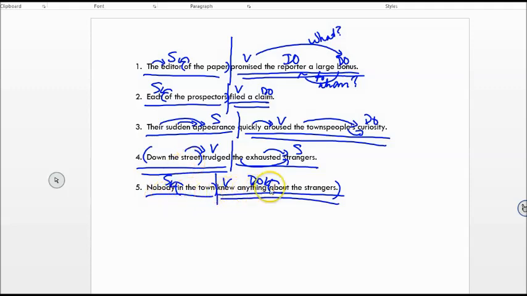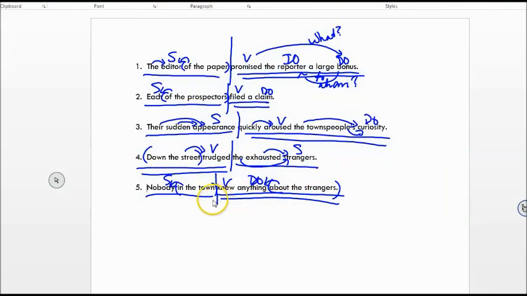Nobody in the town knew anything about the strangers. So here nobody is our subject, again an indefinite pronoun. In the town is a prepositional phrase modifying it. Knew is your verb, anything is your direct object. About the strangers is a prepositional phrase modifying anything, and again we divide between the last piece of information attached to the subject and the first piece attached to our predicate, our verb. We get our complete subject and our complete predicate.